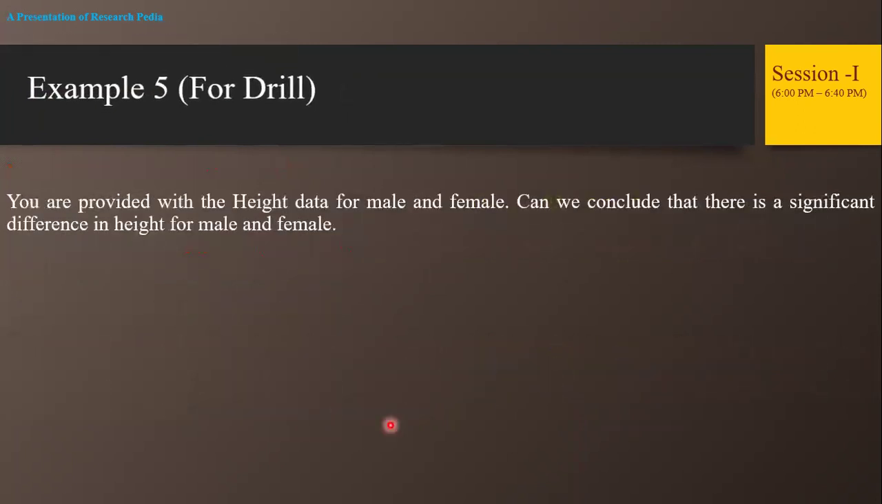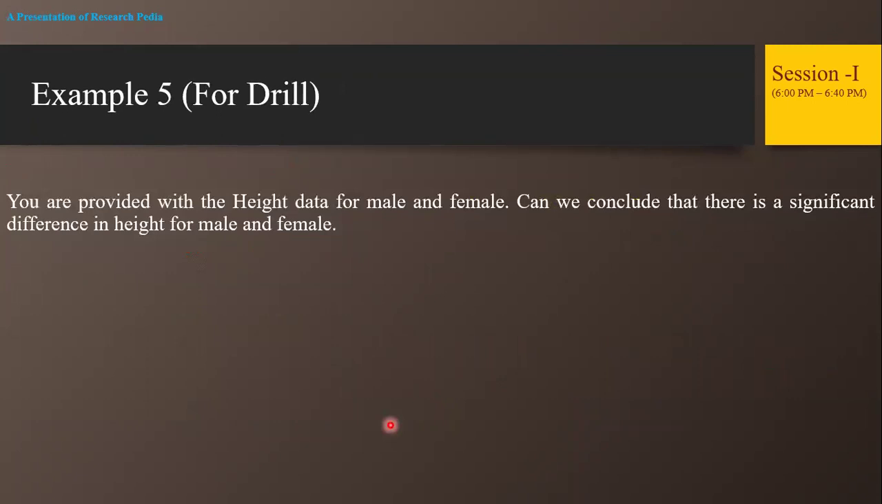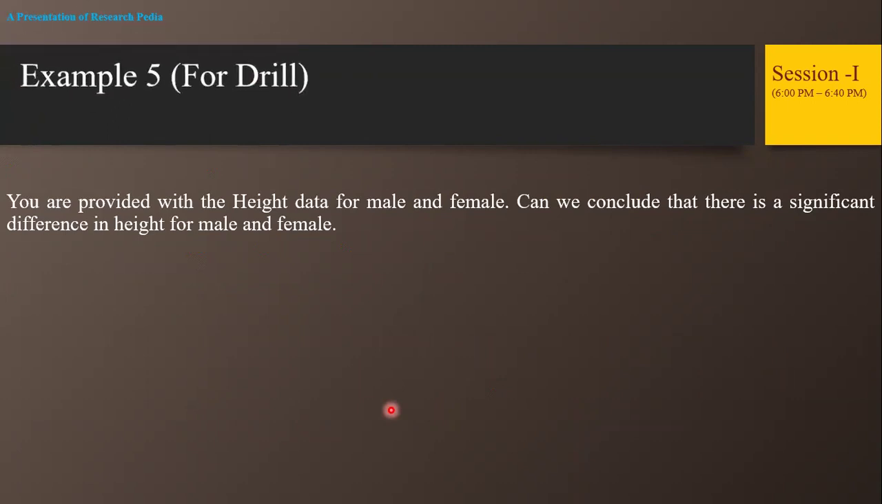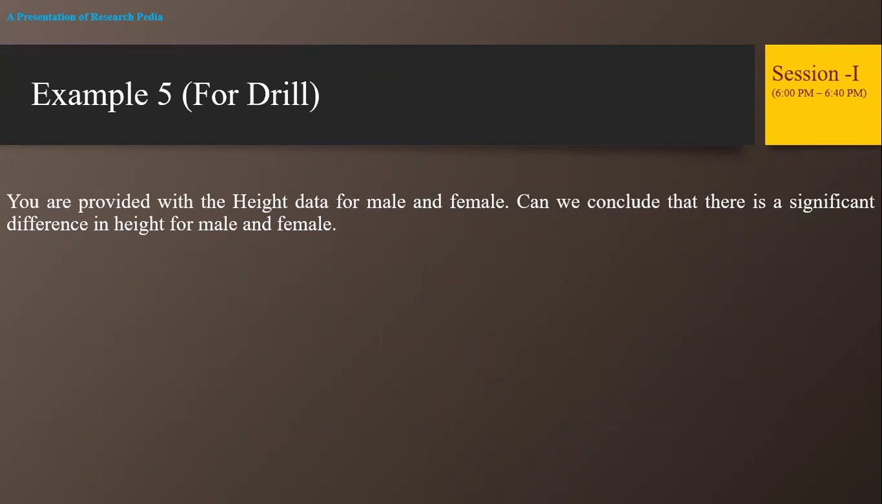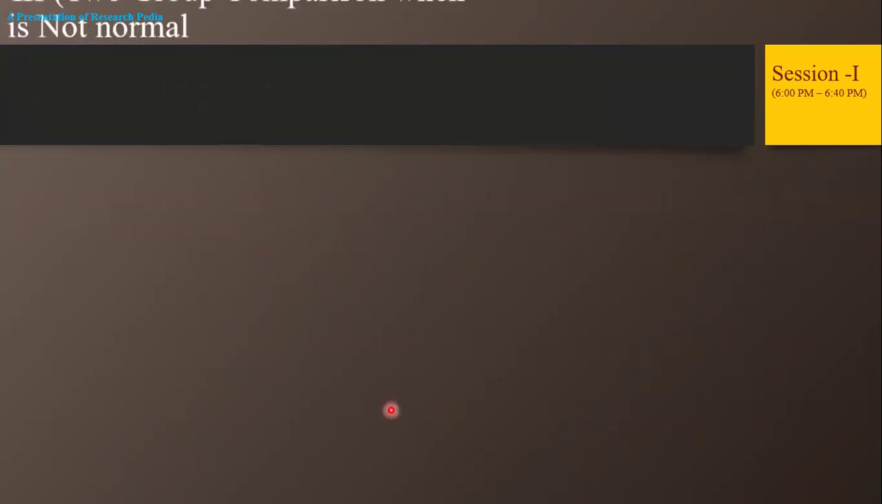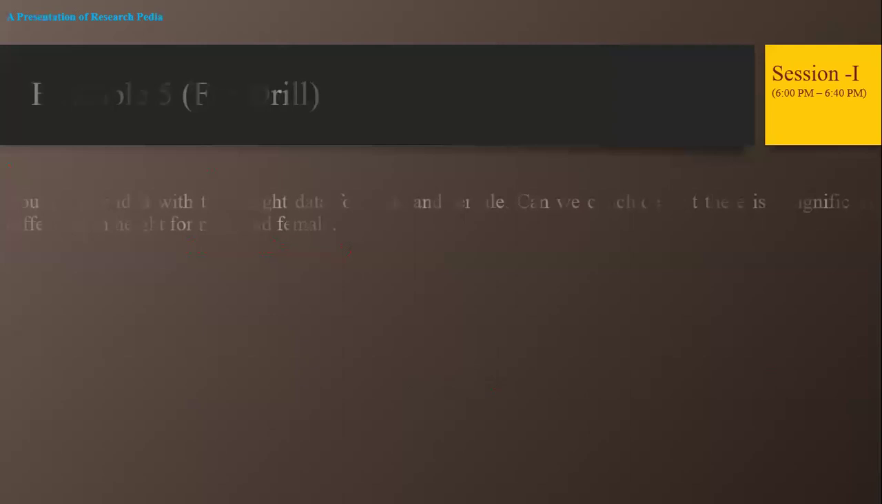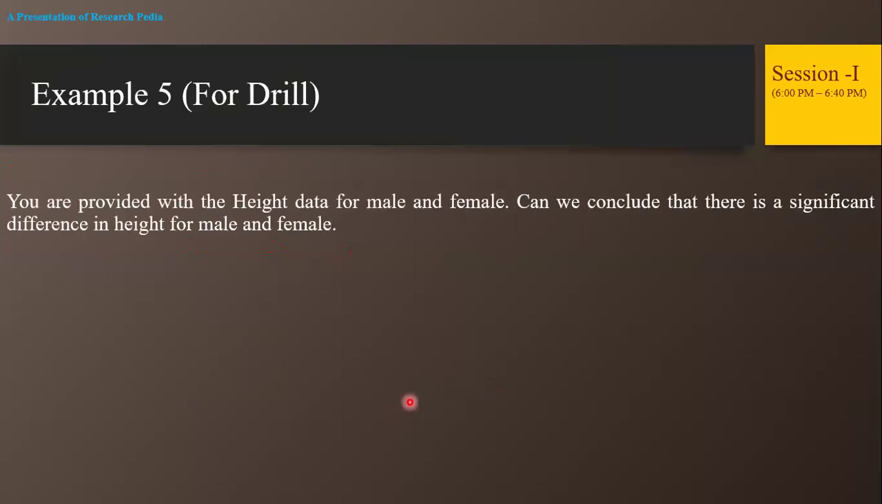So there is example number 5 for your drill. You are provided with the height data of male and female. Can you conclude that there is a significant difference in height for male and female? You need to apply the whole process that I have applied to you. You need to check the whole process with your example data 5.